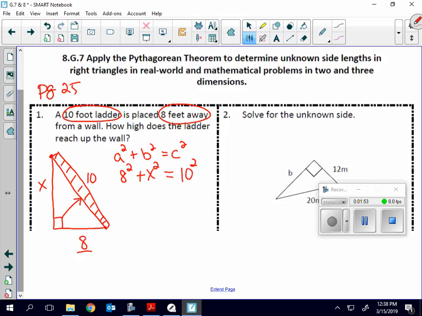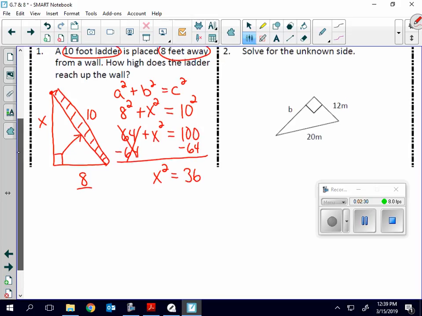There. So now we're going to do the squares. All right, 8 squared is 64. I still have x squared here equals 10 squared, which is 100. To solve for x, we need to undo the 64. Okay, then I get x squared alone equals 100 minus 64, 36. At this point, we do not have the answer. This is x squared, and I want x. Okay, I just want plain old x.